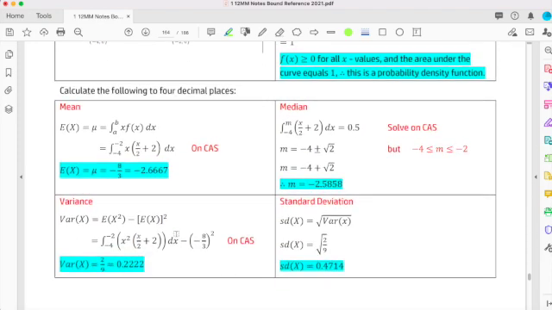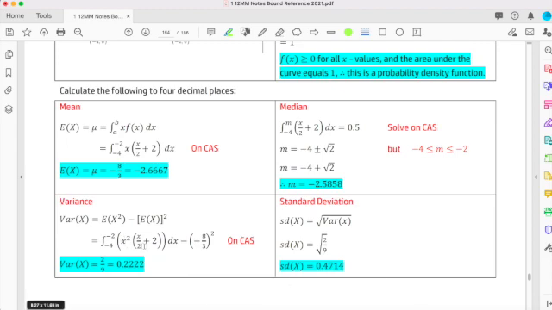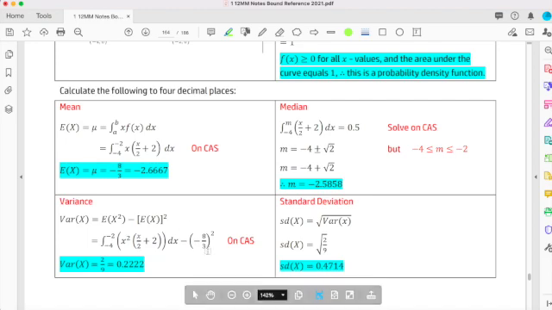To find the variance, E of x squared means it's x squared times my function. Take away E of x all squared, well, we just found E of x up here, -8/3, so it's -8/3 all squared. Again, throw it into CAS, we get our variance. And the standard deviation is just the square root of that value.